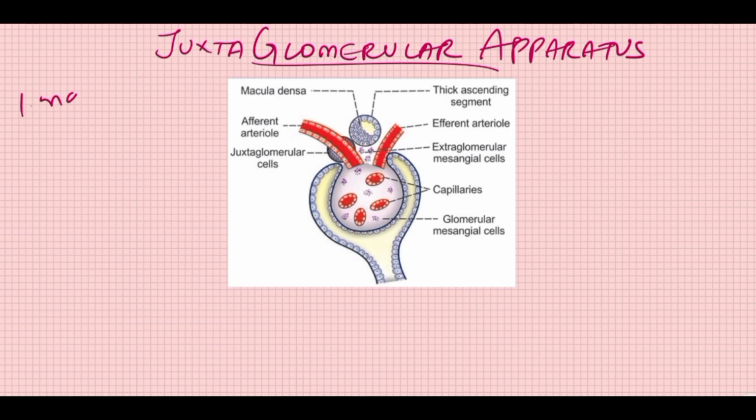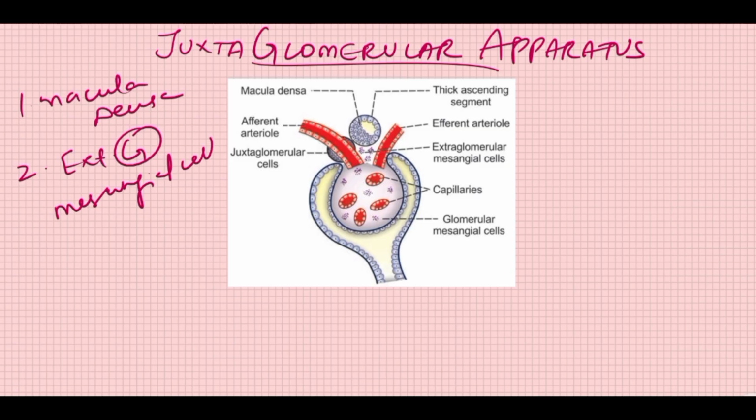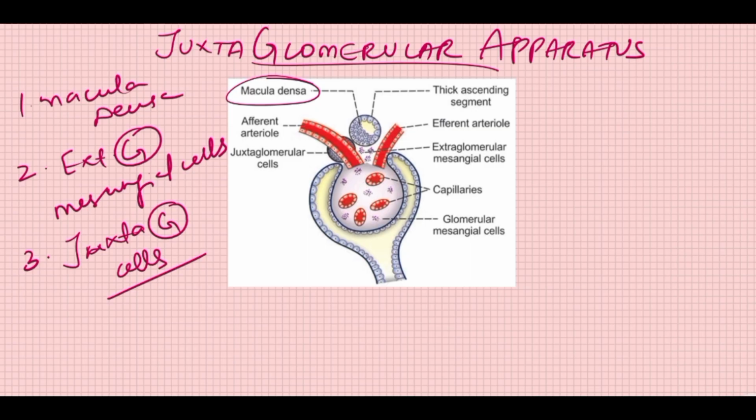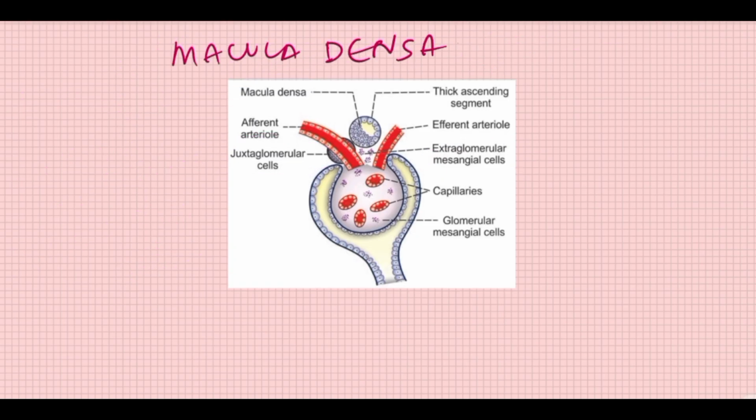One is the macula densa. The second one is the extraglomerular mesangial cells, and the third one is the juxtaglomerular cells. First one is the macula densa, second one is the extraglomerular mesangial cells, and the third one is the juxtaglomerular cells.